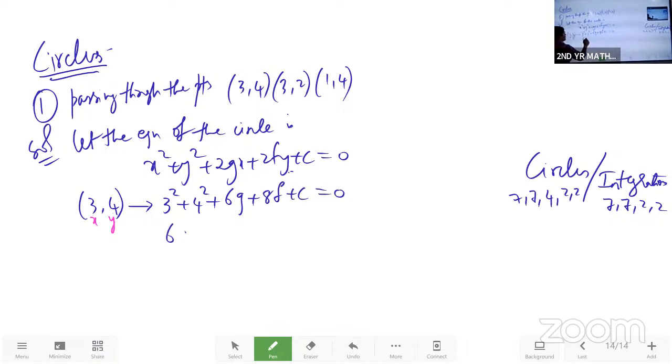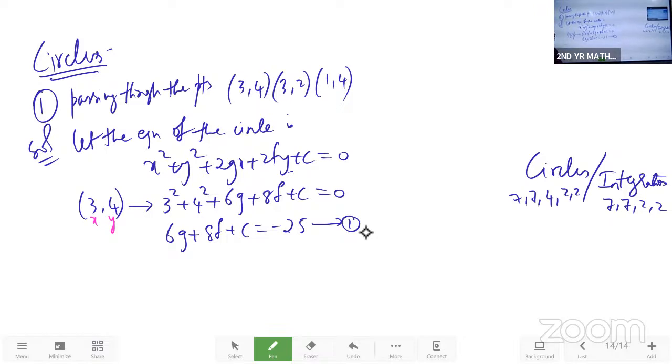That is nothing but 6g plus 8f plus c equal to. 3 square is 9, 4 square is 16, 16 plus 9, 25. Bring 25 to that side, minus 25. This you will put as equation 1.